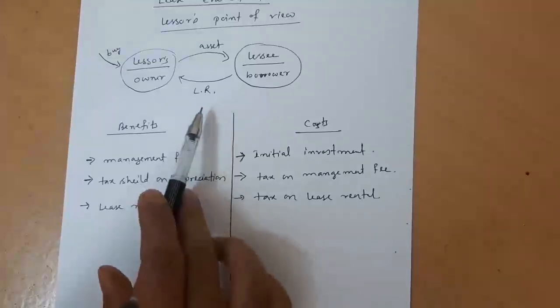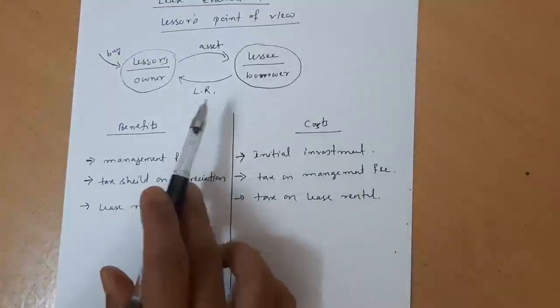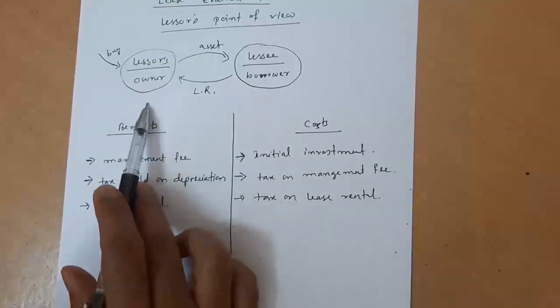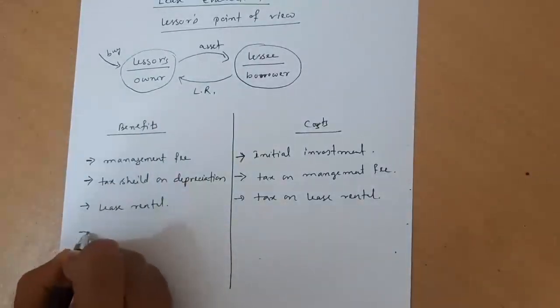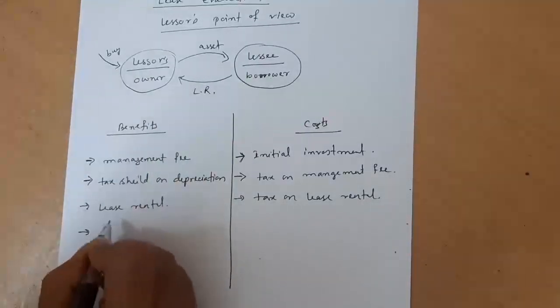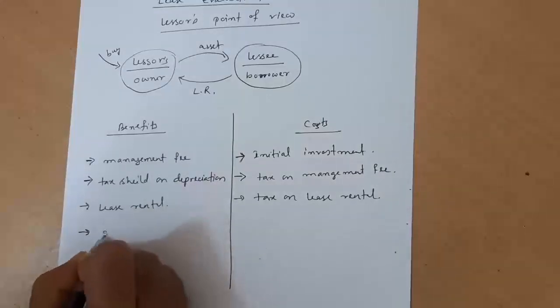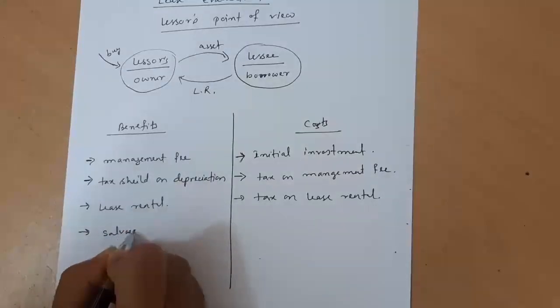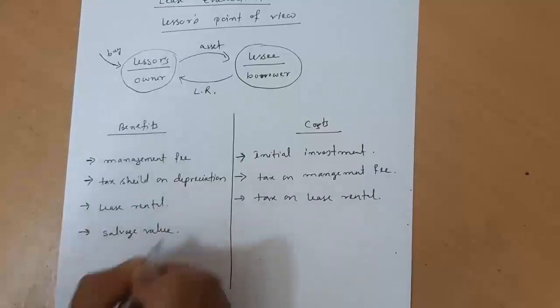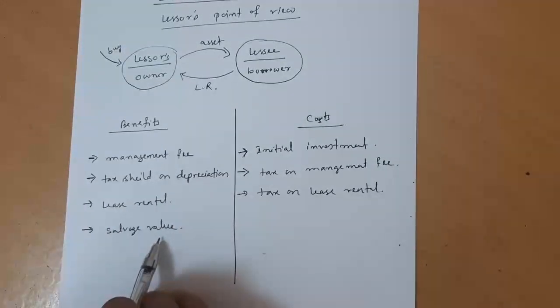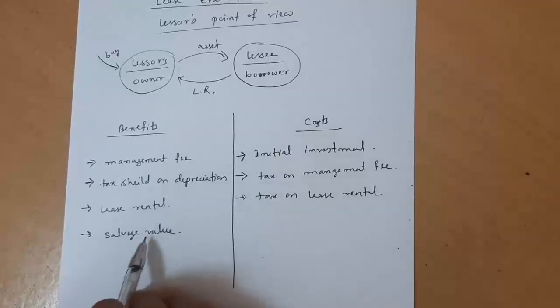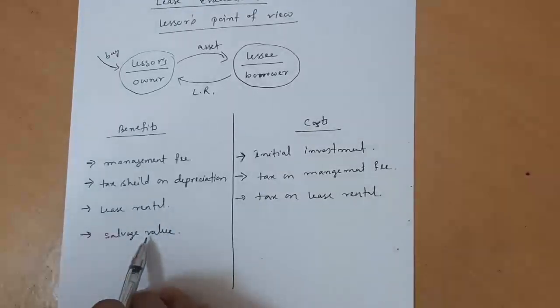Again, at the end of the life of the asset, the owner, that is the lessor, will sell the asset. So he will be getting some salvage value. The lessor will be selling the asset, and he will get some salvage value. So that salvage value will come as a benefit for the lessor. That will also be a benefit which the lessor is going to get.